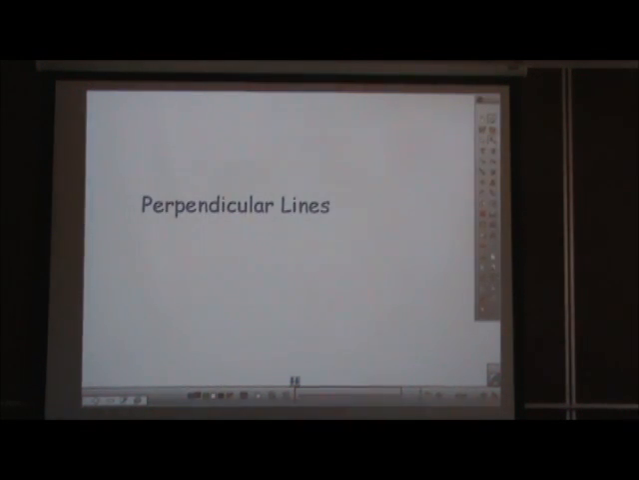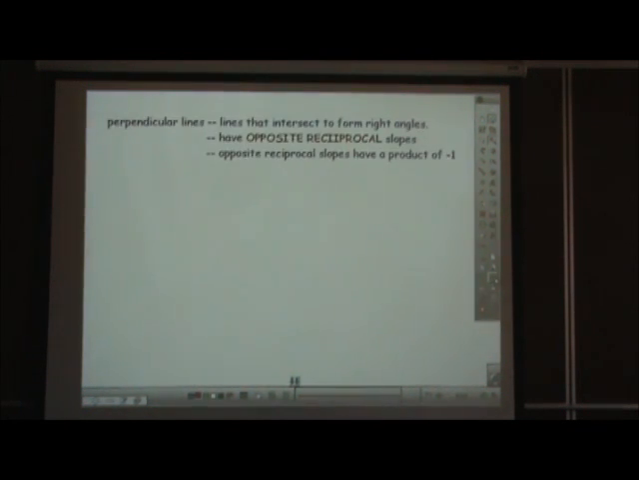Let's talk about perpendicular lines. Perpendicular lines are very special lines when they go across. You may remember the word from pre-algebra. Perpendicular lines, they will intersect, and they will form right angles when they do this. So they'll form those 90-degree angles.